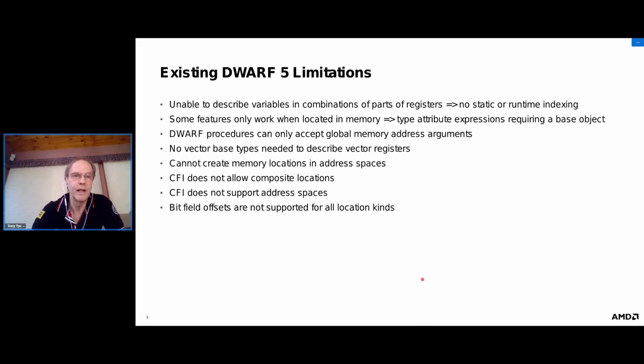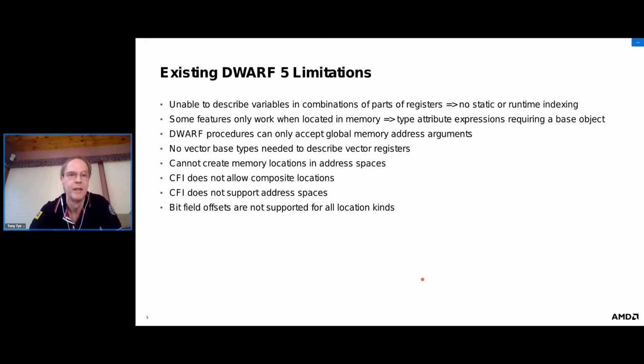So the things we ran into with DWARF 5 that made this difficult was we couldn't really describe variables that are on parts of registers. Neither statically can you talk about a part of a register, nor a runtime index. And some features really only work when variables are located in memory, such as type attributes which describe the object that they're going to work with, but you can only describe that object using its memory address, which isn't helpful when it wants to sit in a register or some permutation of registers and memory.